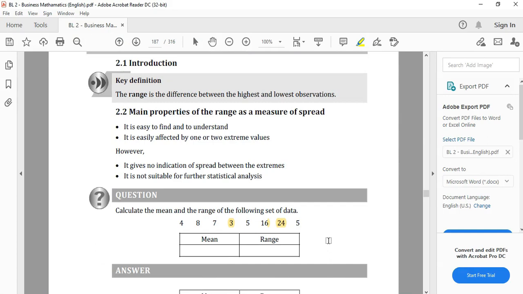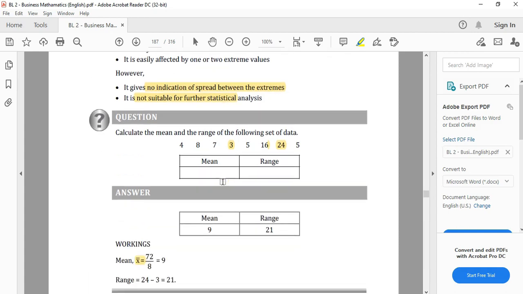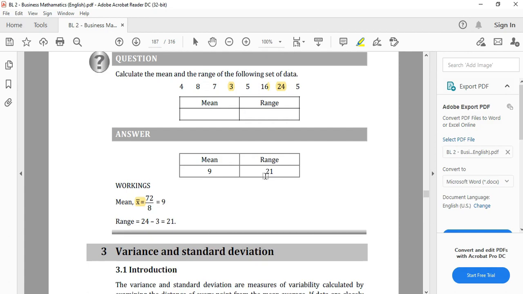Okay, but this has some problems. It does not give any indication of the spread between the extremes and is not suitable for further statistical analysis. By seeing the range 21, what do you understand? Do you get any meaning out of it? Any validity around how many figures are near the mean by this 21? For me, it feels like there are 21 numbers in the dataset.